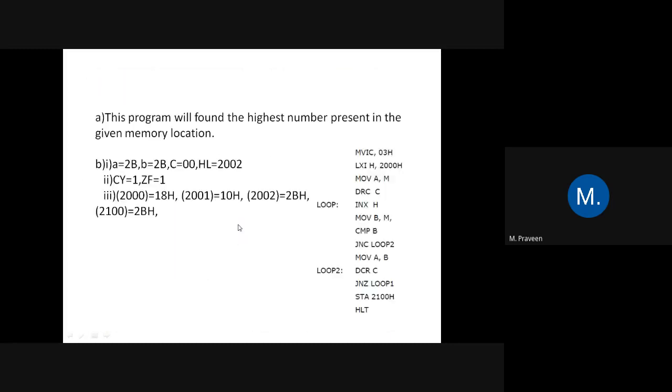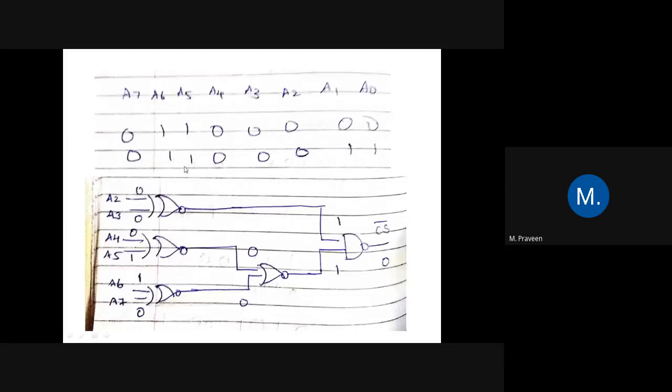Similarly, if you take the ending address, the ending address and starting address are both the same. If you take the ending address, here also we have A2, A3, A4, A5, A6, A7, all the same. So for the ending address also you're getting the chip selection value as 0. Therefore the answer is option A.